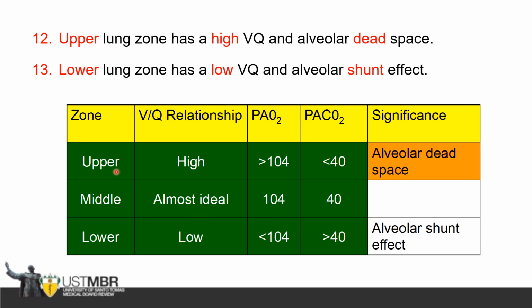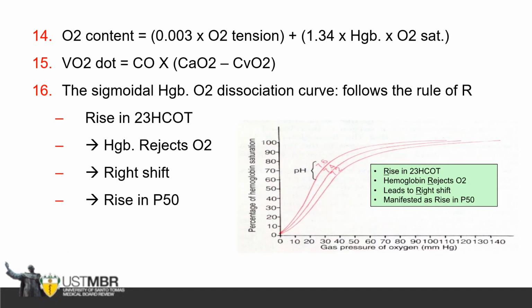The upper lung zone is a high V/Q relationship. It is where you find the alveolar dead space. While in the lower lung zone, you have a low V/Q relationship. It is where you find the alveolar shunt effect.